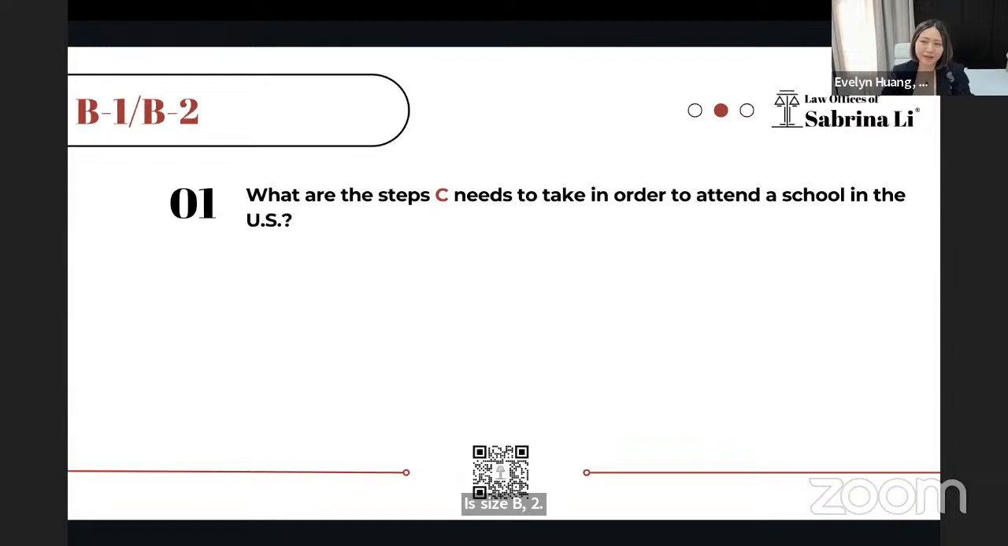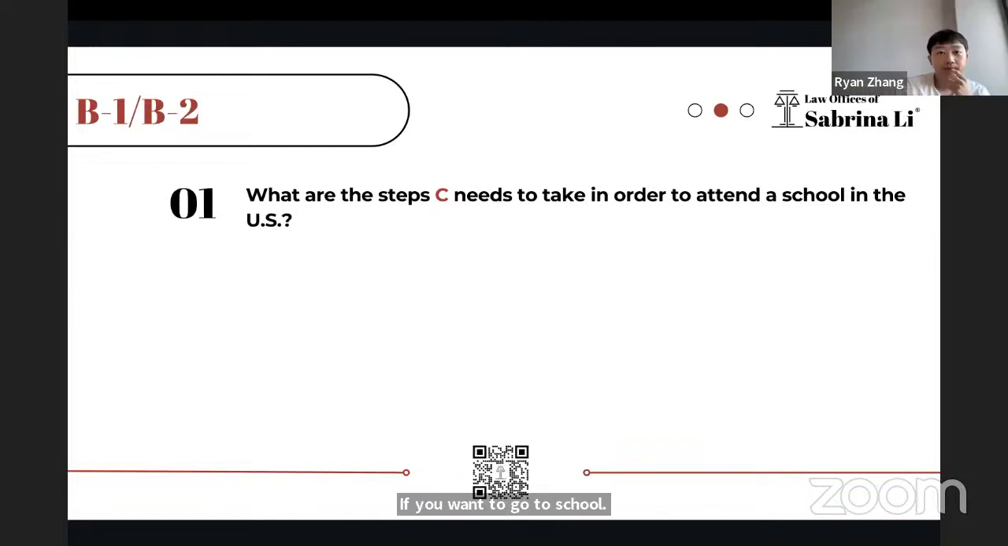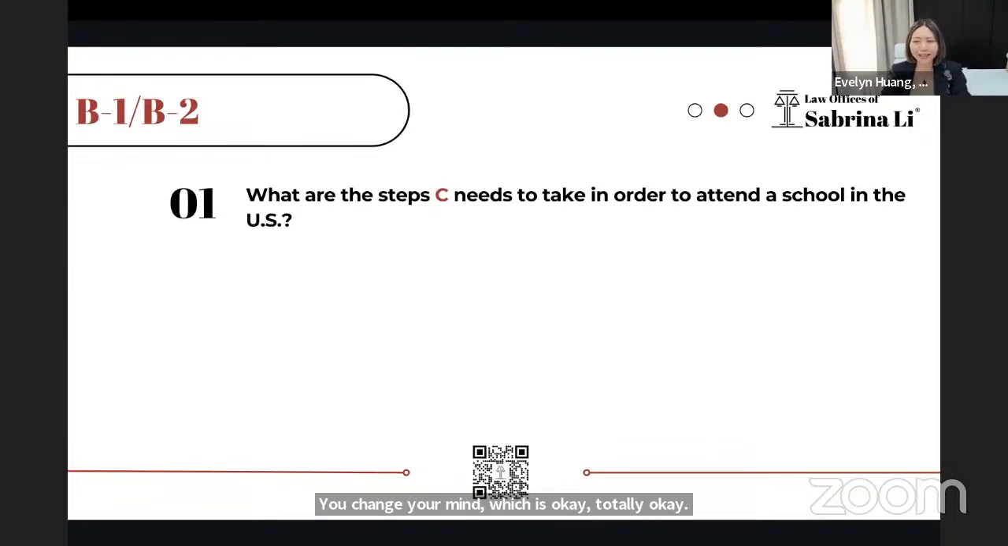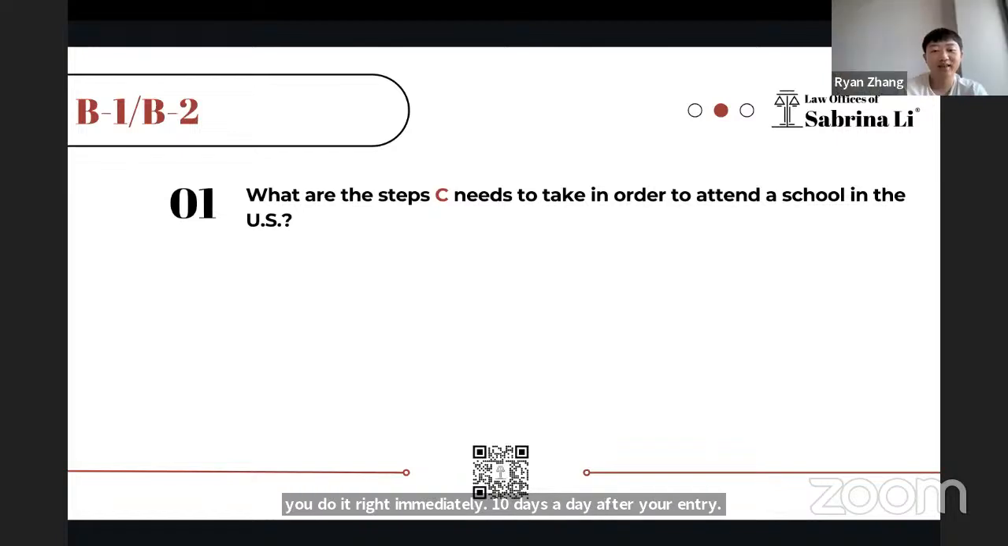I hope I make it clear. Like, if you want to go to school, you could have applied for an F1 visa, but you didn't. Now you are telling us you changed your mind, which is totally okay. But if you do it immediately, a day after your entry, that's a little bit suspicious, don't you think, right, Ryan? Right, absolutely. And this is all what we tell students as well.